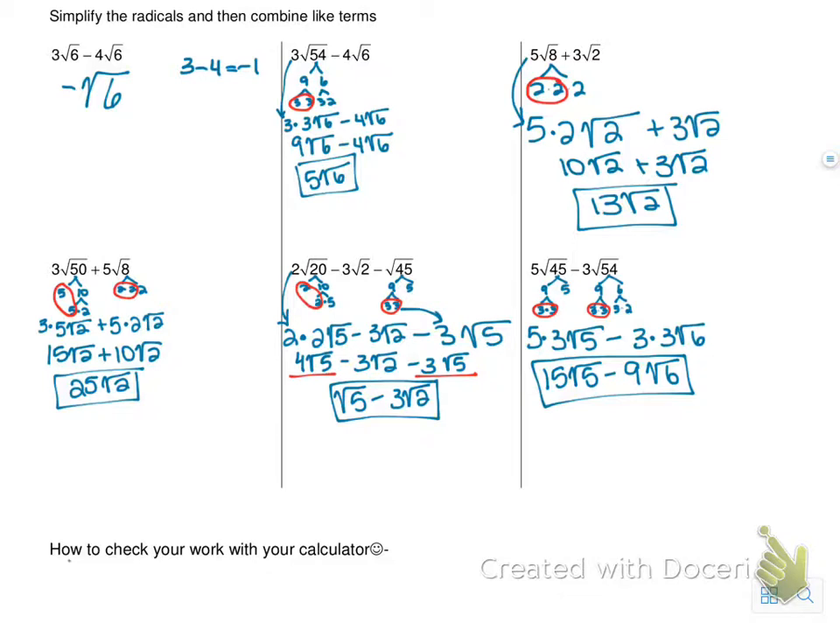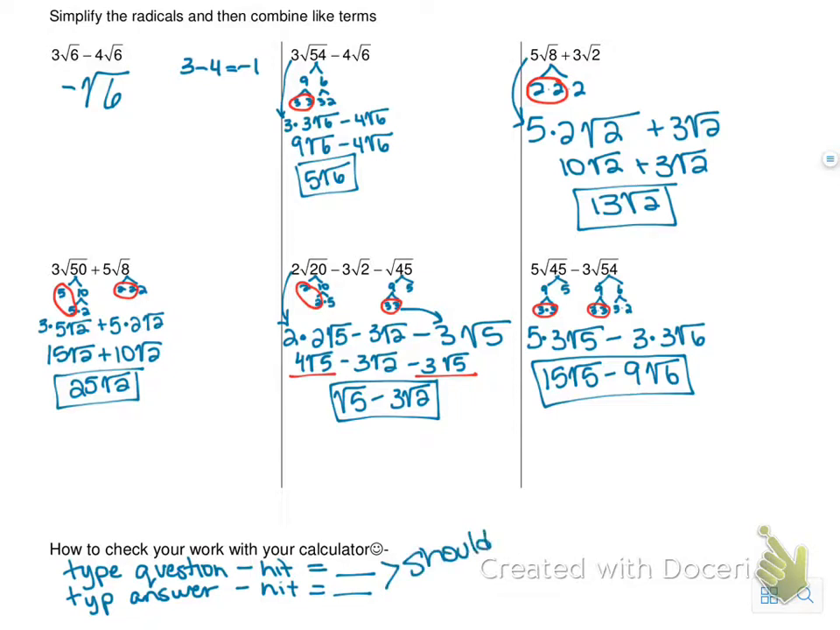Okay, here is the way to check this with your calculator. The way you do that is you type the question and you hit enter. So type the exact question, whatever the question may be, and hit enter. Then you type the answer and hit enter. Guess what? Those two solutions should be the same. Now, a lot of times there'll be some weird decimal, and that's totally fine. They just should match. So if you type the question, hit enter, type the answer, hit enter, they should match.